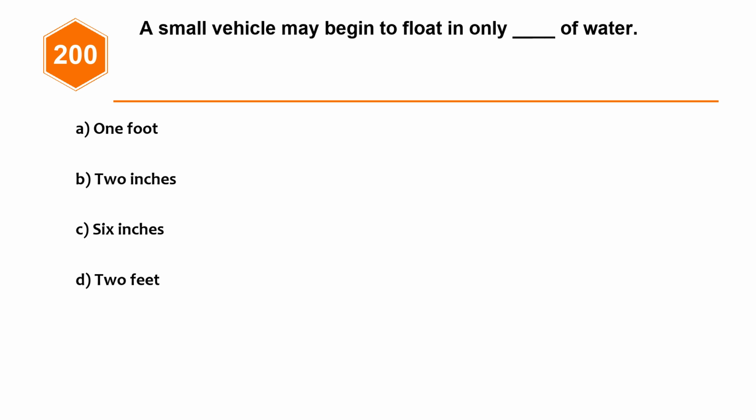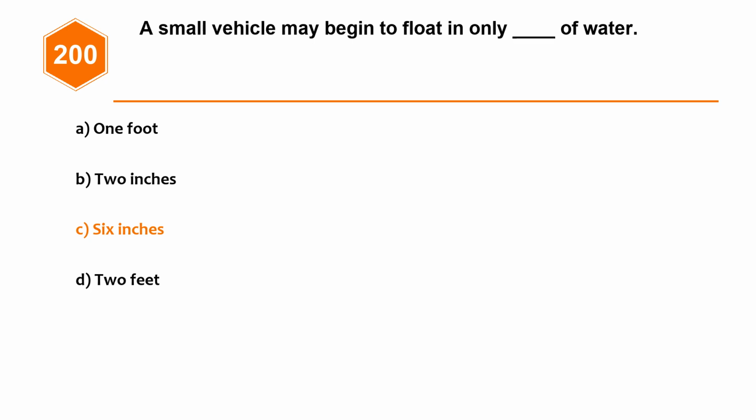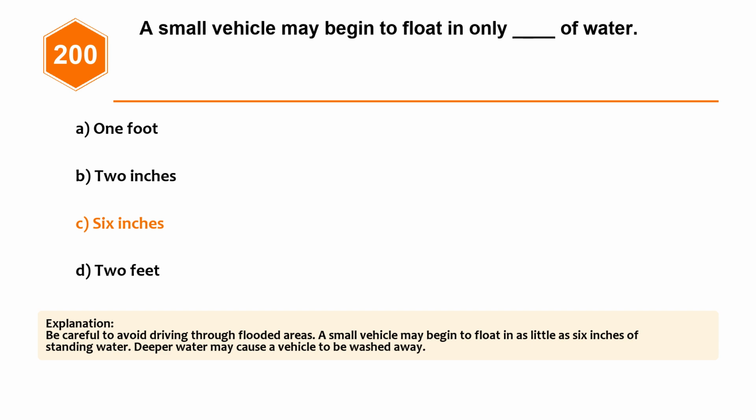Question 200. A small vehicle may begin to float in only blank of water. Option A. 1 foot. Option B. 2 inches. Option C. 6 inches. Option D. 2 feet. The correct answer is option C. 6 inches. Explanation. Be careful to avoid driving through flooded areas. A small vehicle may begin to float in as little as 6 inches of standing water. Deeper water may cause a vehicle to be washed away.